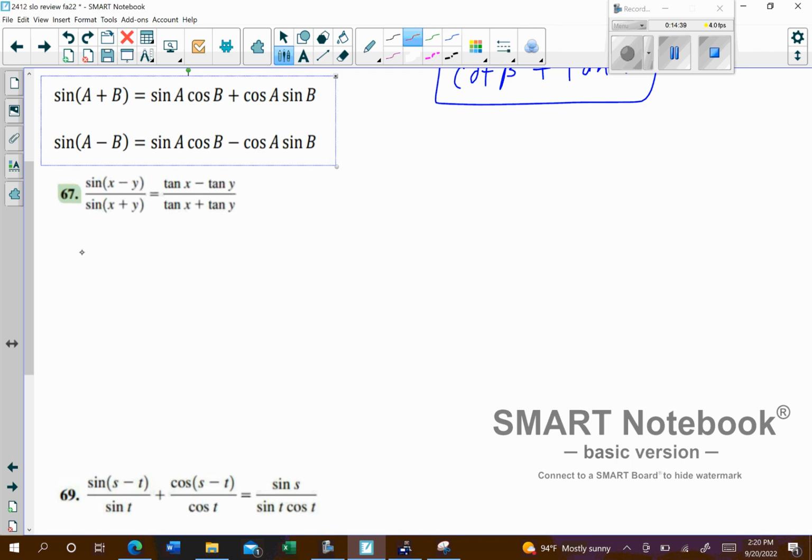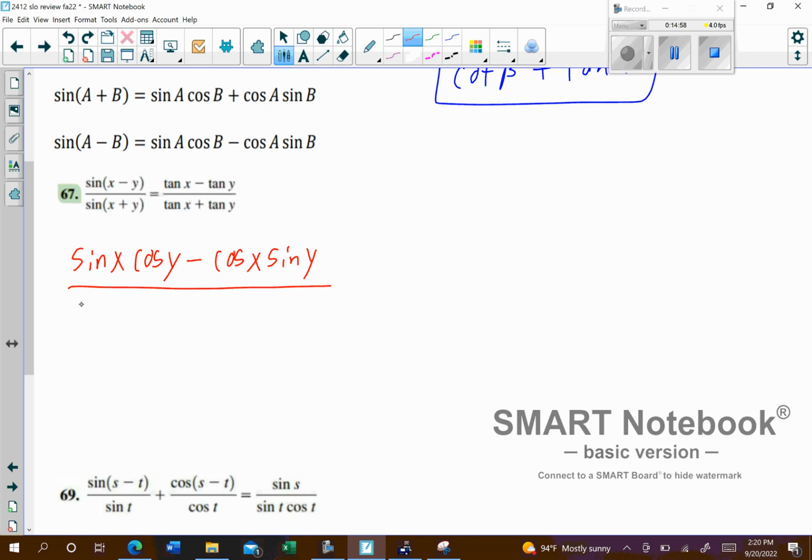All right, so here we go. For the first one, we're going to get sine of x cosine of y minus cosine of x sine of y. And then in my denominator spot, I'm going to get sine of x cosine of y, but then a plus cosine of x sine of y. So one's addition, one's subtraction.